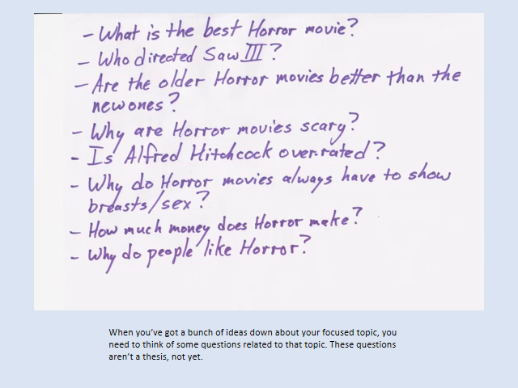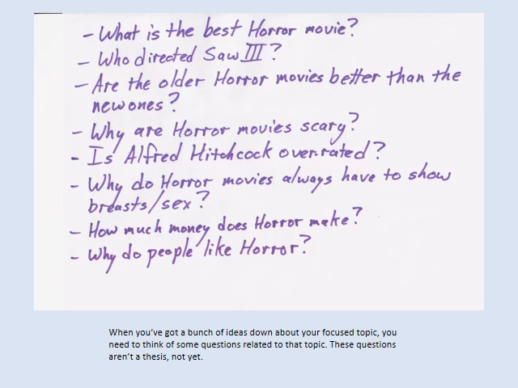So then, after you've done all these webs, reweb, then you come up with some questions. Any questions that came into your head, they don't have to directly relate to what you've written down. So we had, what is the best horror movie? Who directed Saw 3? Are the older horror movies better than the new ones? Why are horror movies scary?